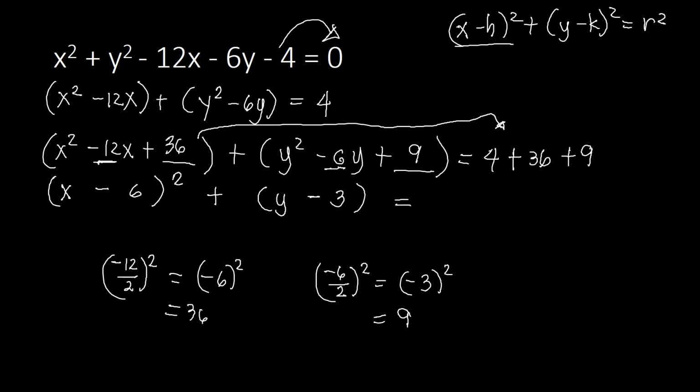So we have 4 plus 36. That is equal to 40 plus 9. That's 49. So again, sorry, this should be squared. Sorry, I forgot on that. So we've got x minus 6 squared plus y minus 3 squared. And that's equal to 49. So if we are following really this formatting, then we've got our r here as 7. So the radius is equal to 7.